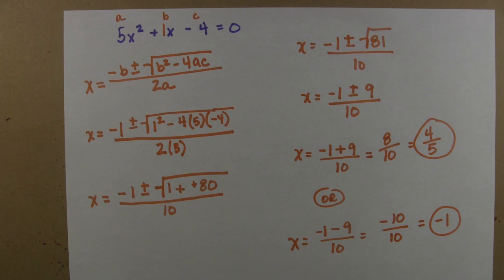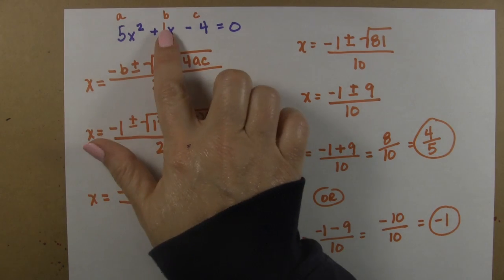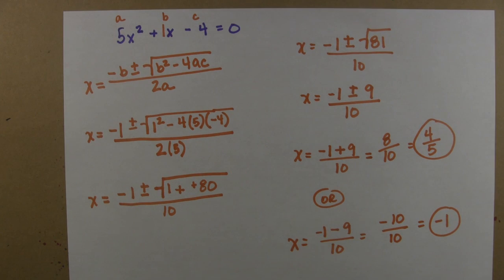All right, so that is the quadratic formula. A, B, and C, and a lot of number crunching. Good luck.